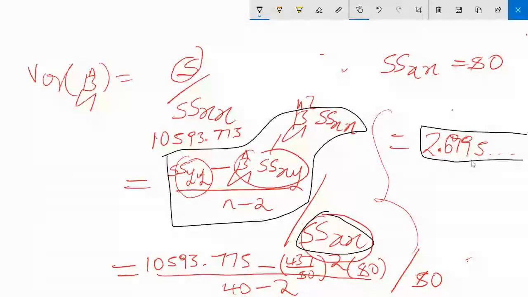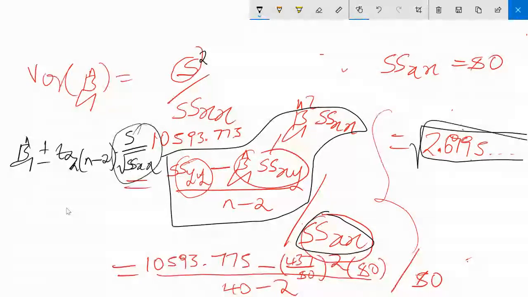Now because you have this, you have the value of beta 1 plus or minus this one, which is simple, we can get from the table. Then we have our S over the square root of SSXX, because the standard error is the square root of this variance. That will give us the confidence interval. It is simple like that.